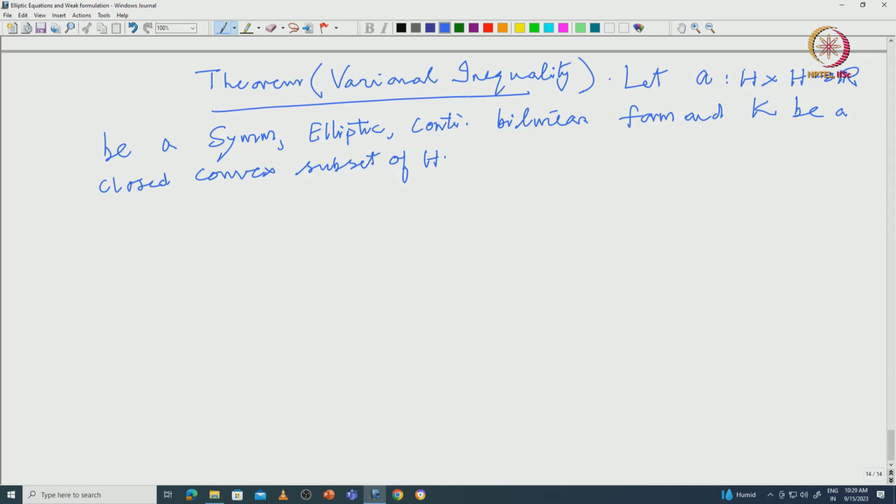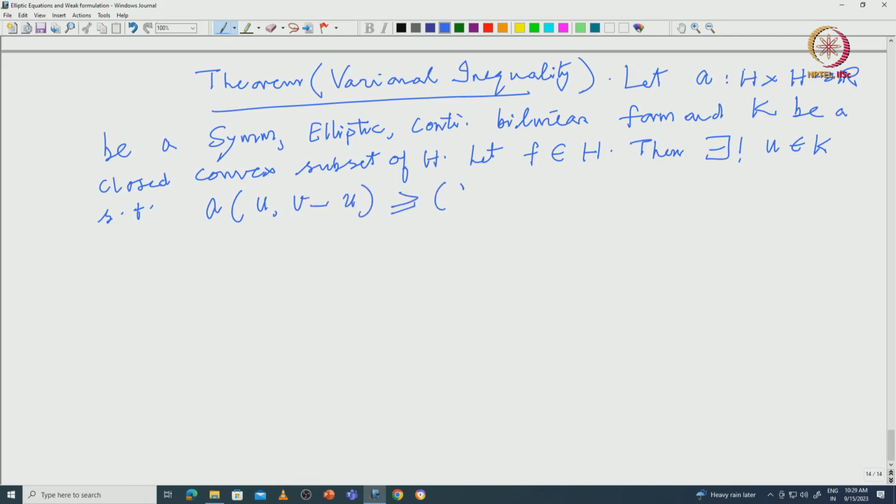Then let F be in H. Of course, F can be taken in H prime also, and in PDEs that is important, but as such we do not require it here because H prime can be identified with H, but when you study PDE problems you see a difference. Then there exists a unique U in K such that A of U, V minus U is greater than or equal to F of V minus U. This is the variational inequality.